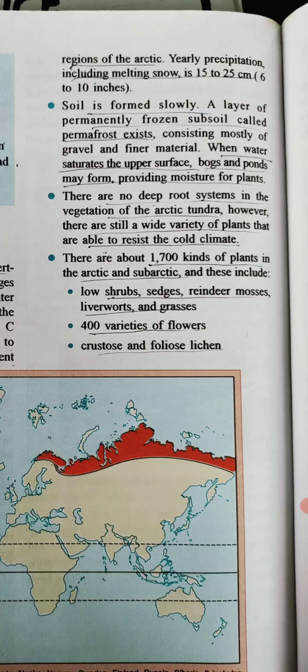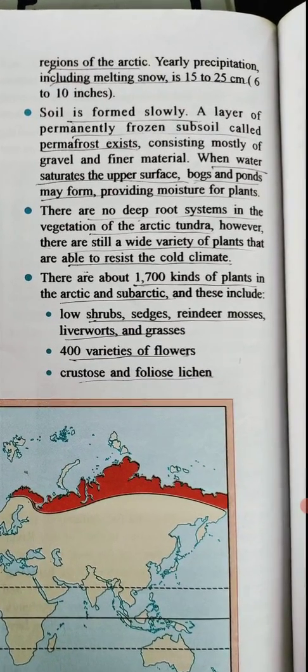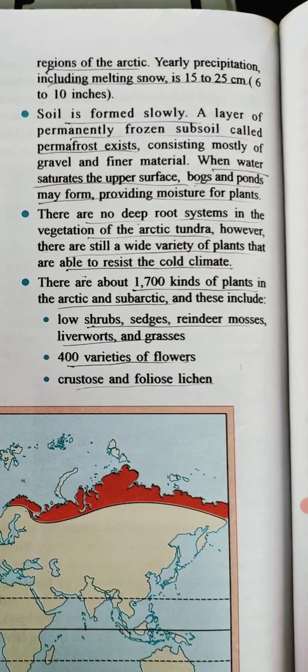Okay, yearly precipitation means rainfall, including the melting snow, is only 15 to 25 centimeters. Okay, soil is formed slowly. It takes a long time for the formation of soil because there is no organic matter, no heat. Okay, no decomposition. A layer of permanently frozen subsoil is there, that is called permafrost. Okay, a layer of permanently frozen subsoil is called permafrost.